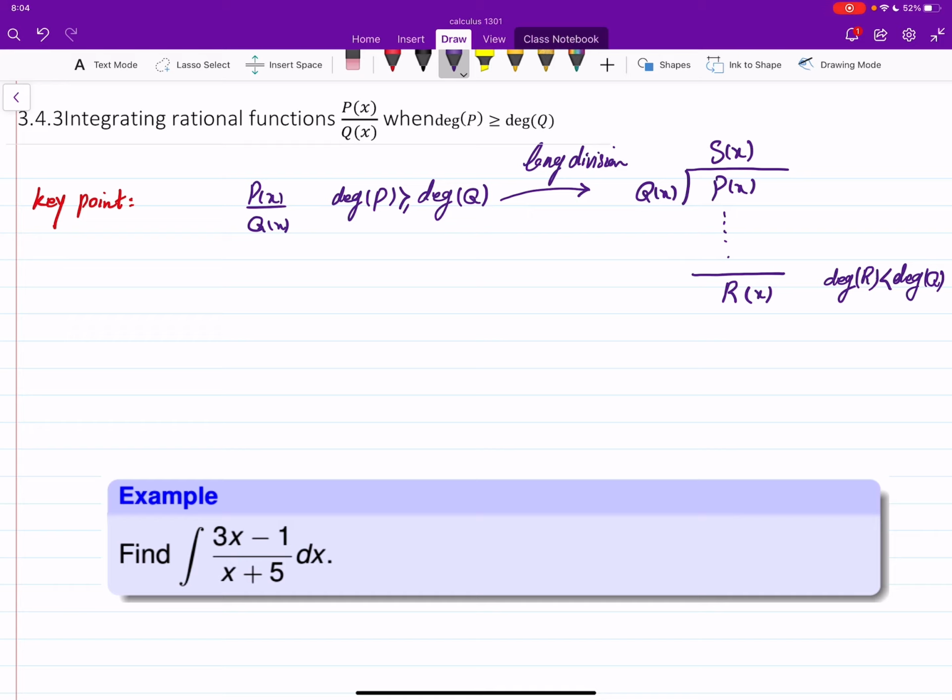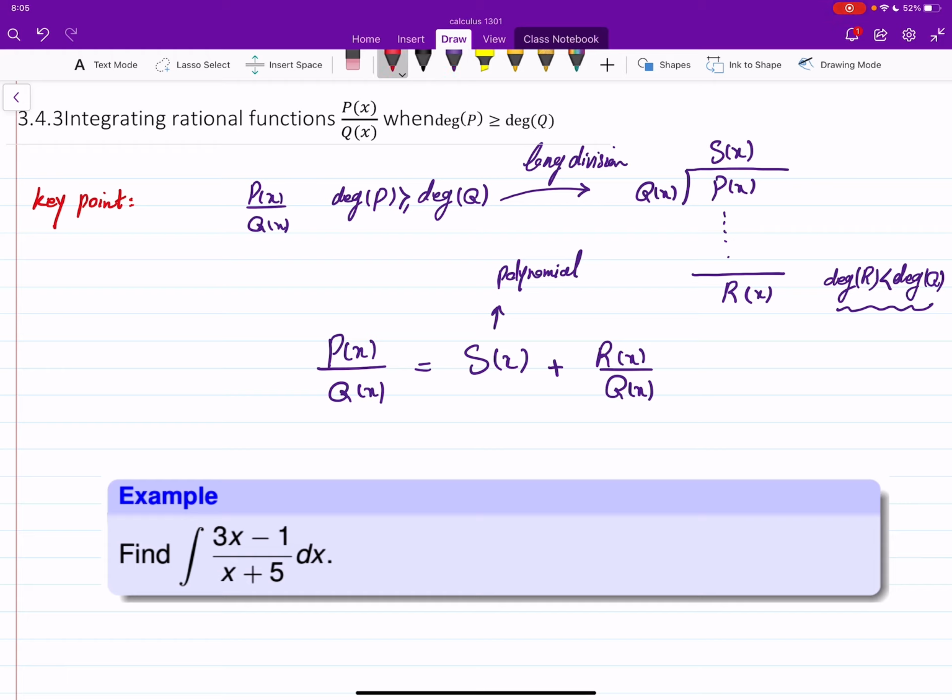If you do that long division step, then you can rewrite P(x) over Q(x) as something nice. It will be S(x), which is just a polynomial, plus the remainder over the same Q(x). And since the remainder always has degree less than the degree of Q, this new rational function has the degree of the numerator less than the degree of the denominator.